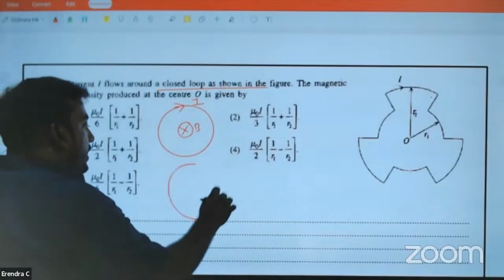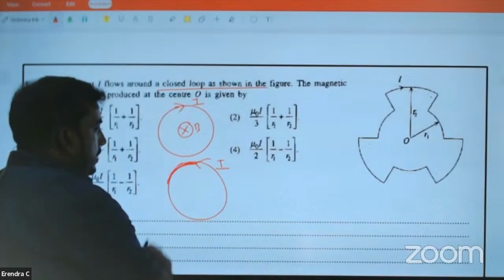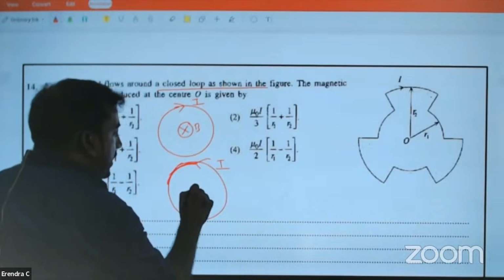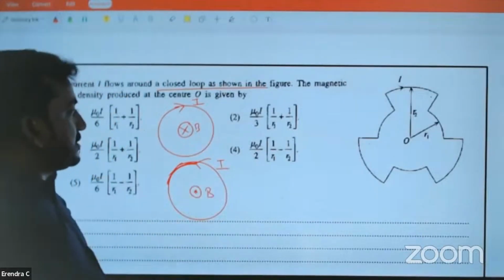If the current is going in the opposite direction, current going anti-clockwise, field lines are coming out. Field is coming out, I'll mark with a dot. Field is coming out, field is going in, right.